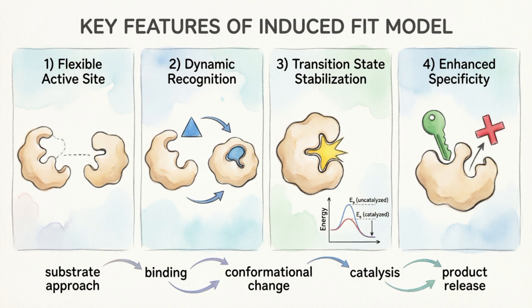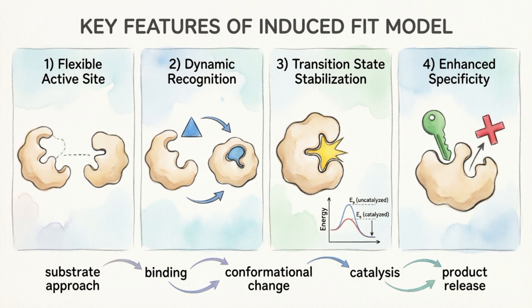Panel 2 is labeled Dynamic Recognition. A blue triangle representing the substrate approaches the beige enzyme. Blue curved arrows indicate the movement of the enzyme as it wraps around the substrate. The enzyme on the right shows the blue substrate nestled inside the adapted active site.